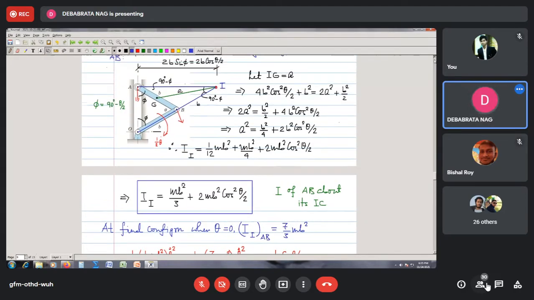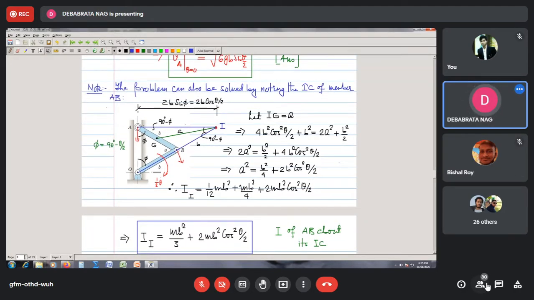That means this alternative approach. The method I wrote in the notes has no basic difference from today's method. The only difference is that here, for an arbitrary geometrical configuration, I located the instantaneous center, and accordingly I calculated the mass moment of inertia of this link about that instantaneous center for any arbitrary configuration.